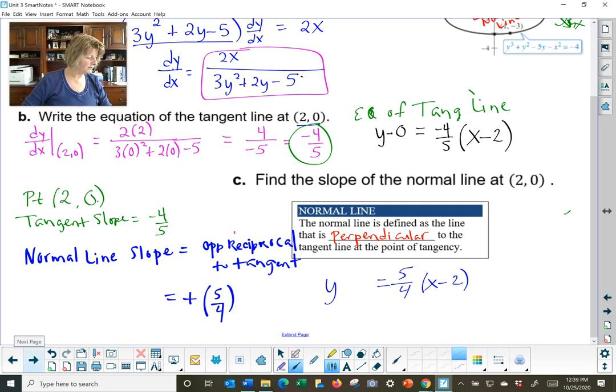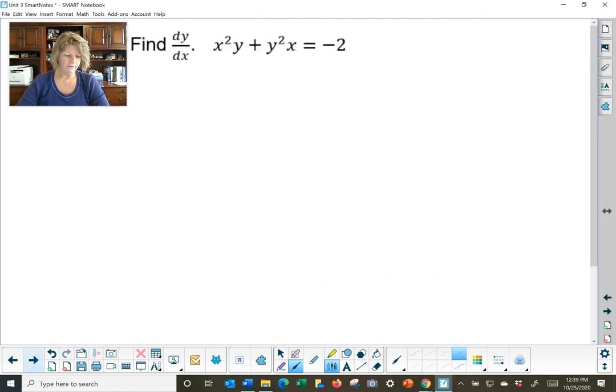And what else we got to do on this one? We got a couple more examples to go through. Let me clear my screen. Going on. Find dy/dx.